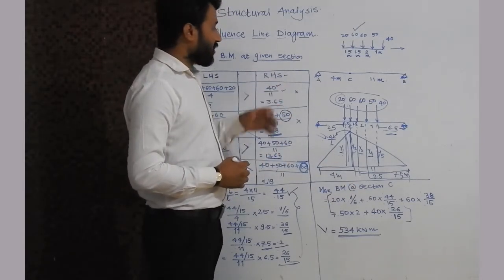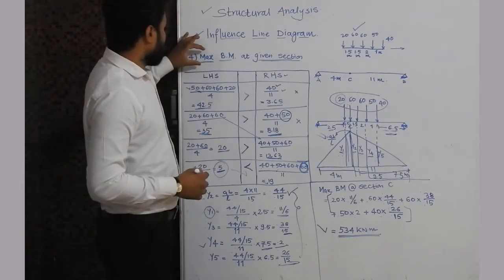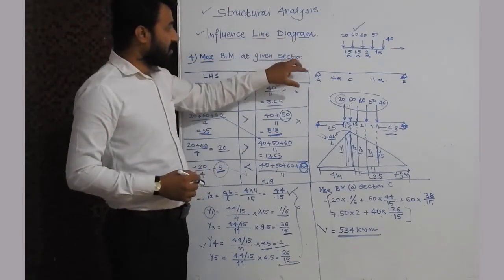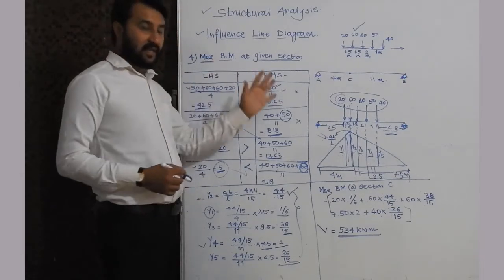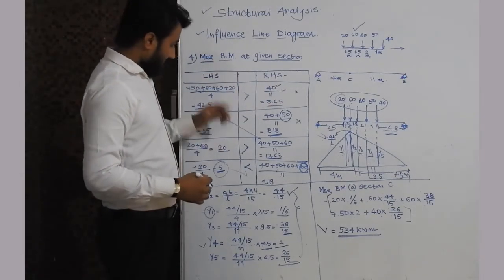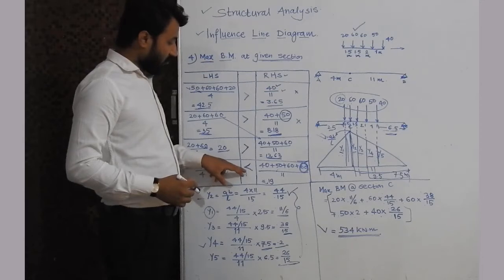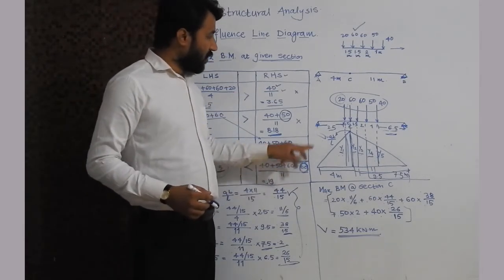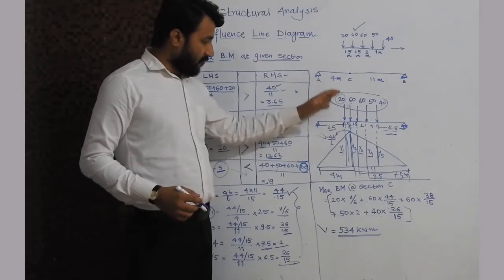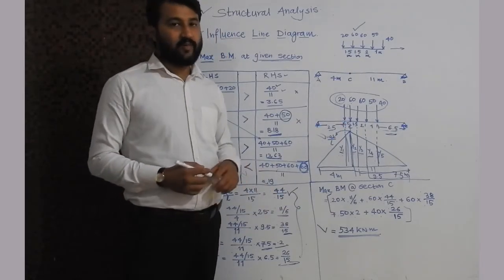Okay, so at this point we can say that for the maximum bending moment at a given section, whatever the section is, you have to compare the LHS side and RHS side, and see on which load the sign changes. By keeping that load on section C, we will get the maximum bending moment.